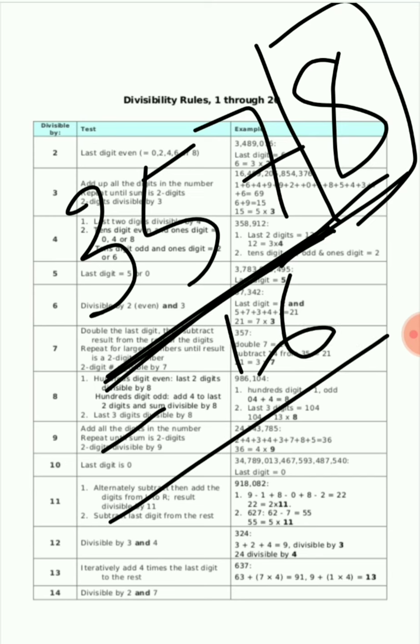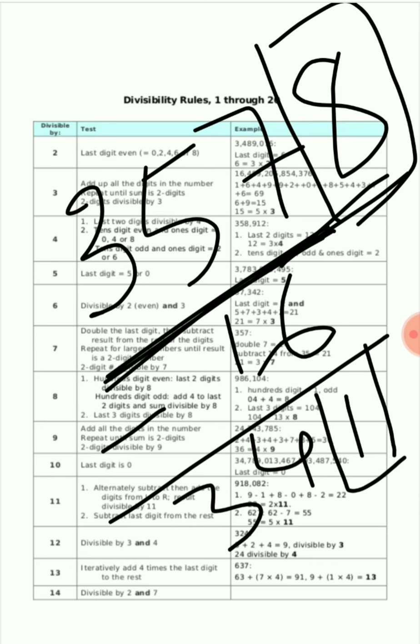What is this? 341. This is a large number. Again we perform the same operation. The last digit will be truncated and we subtract the double of the last digit from the remaining number: 34 minus 2, that is 32.